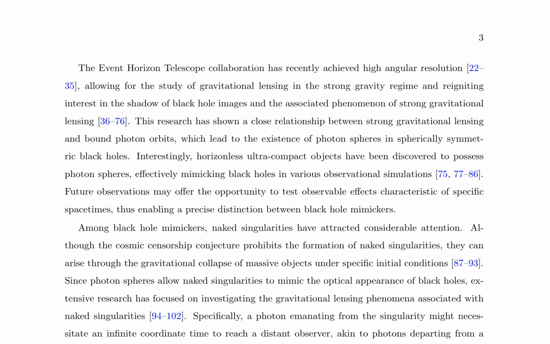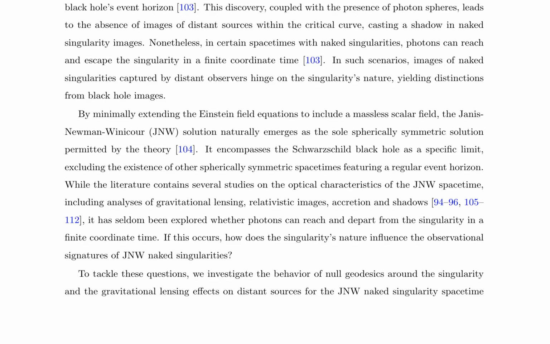The Janis-Newman-Winicour (JNW) solution, which includes a massless scalar field, is the sole spherically symmetric solution permitted by the theory, encompassing the Schwarzschild black hole as a specific limit. While previous studies have explored the optical characteristics of JNW spacetime, including gravitational lensing and relativistic images, the behavior of null geodesics around the singularity and their influence on observational signatures remain understudied.